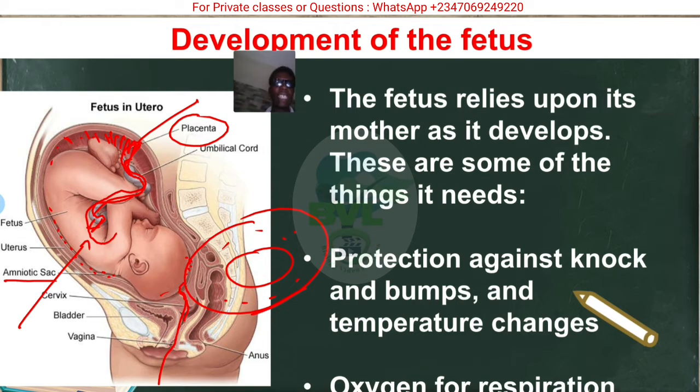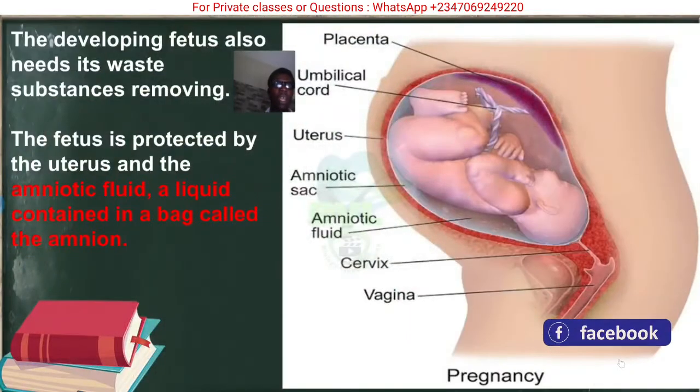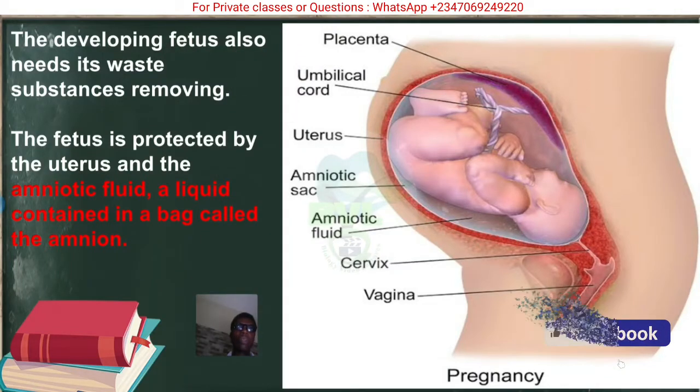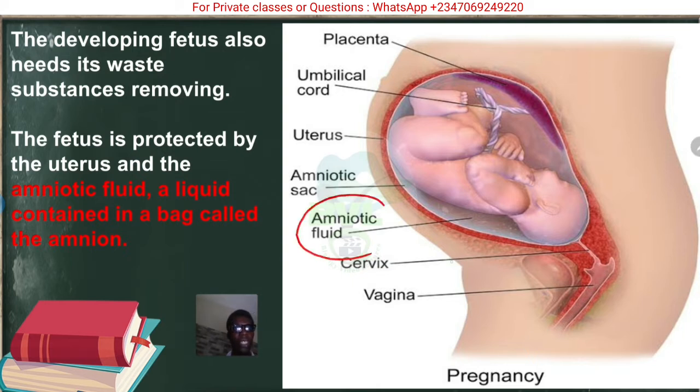I'm still going to explain in detail as we move on. So this is a further explanation. The developing fetus also needs its waste substances removed. So the fetus is protected by the uterus and the amniotic fluid, a liquid contained in a bag called the amnion. So another word for the amniotic sac is amnion, and the fluid is called amniotic fluid. So that's the one I told you breaks and goes out like that, so to say.